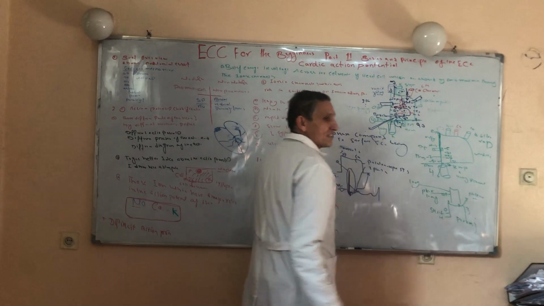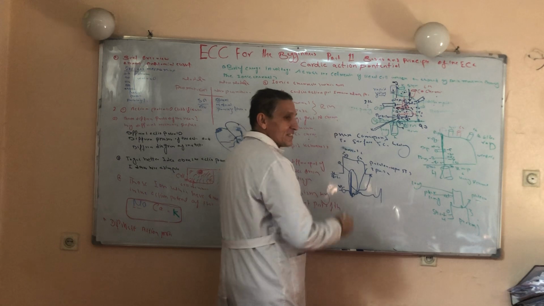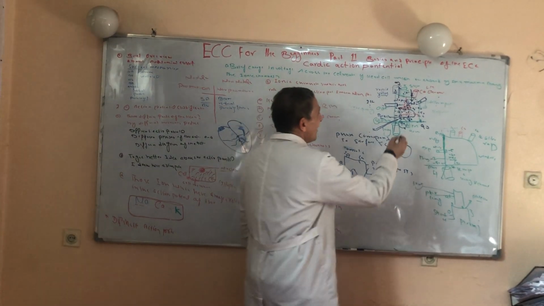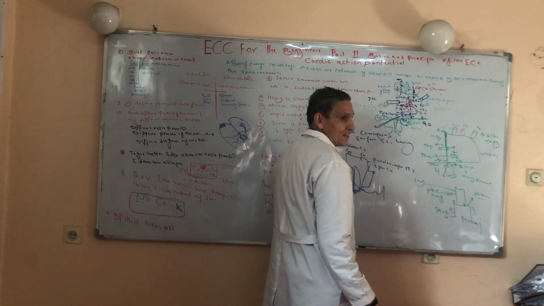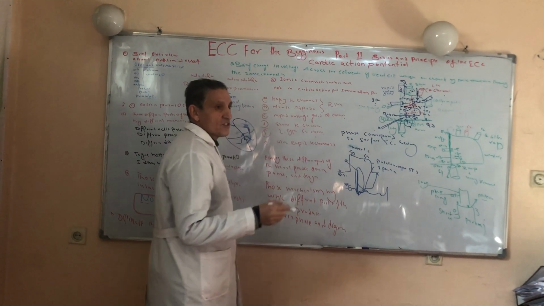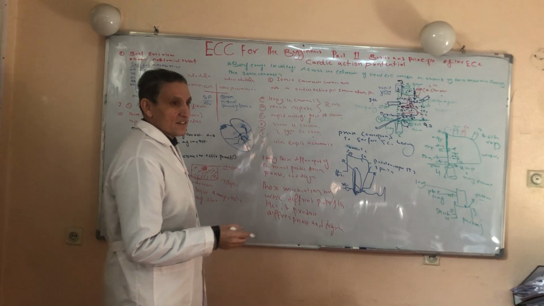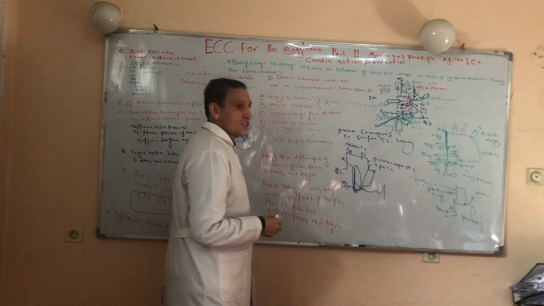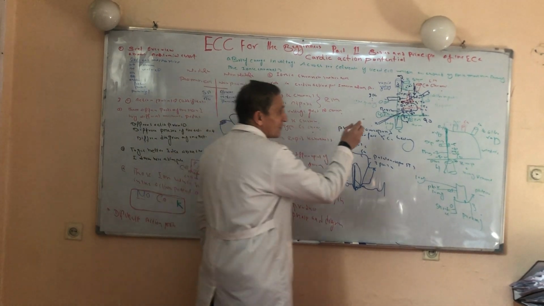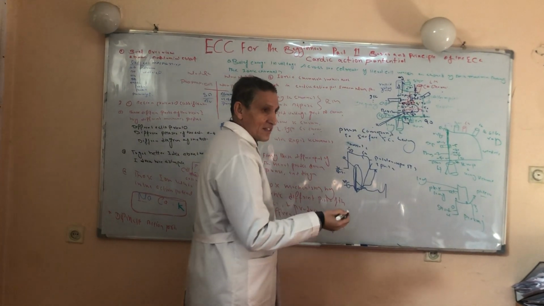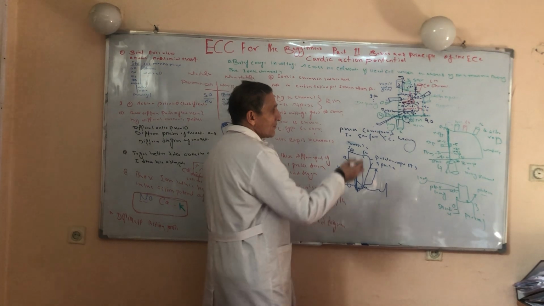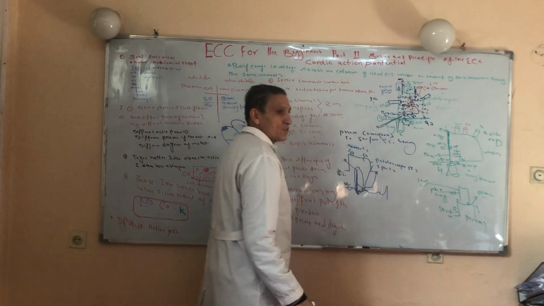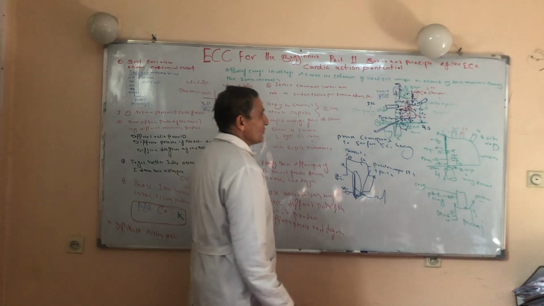So what is repolarization? Repolarization is a process during which the cell is losing positive electrical charge, I mean potassium, and the cell is going back to a resting membrane potential of minus 90 millivolts.